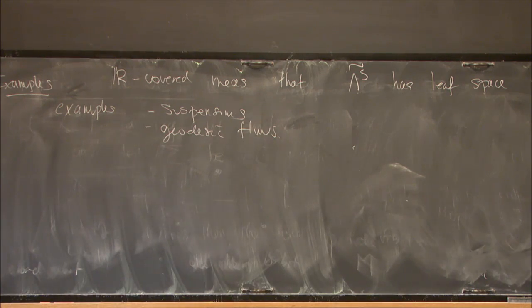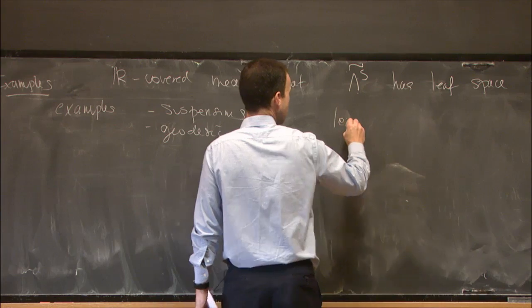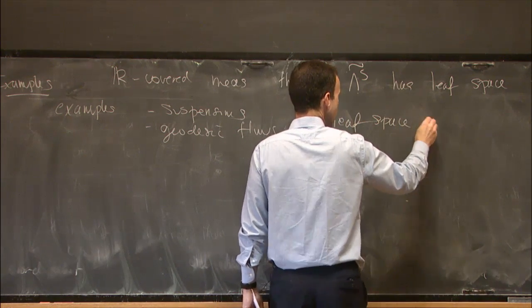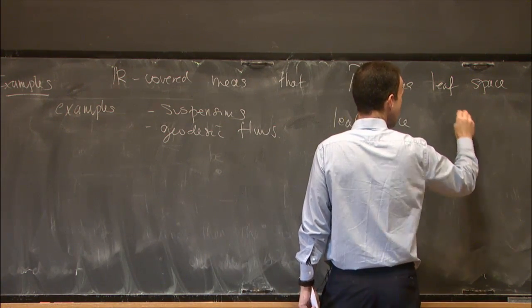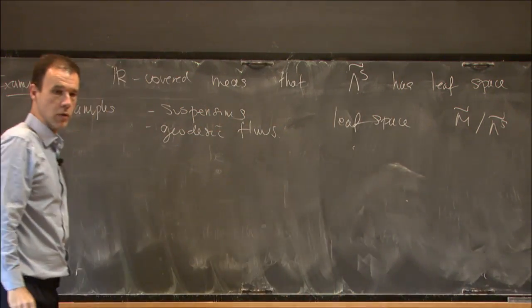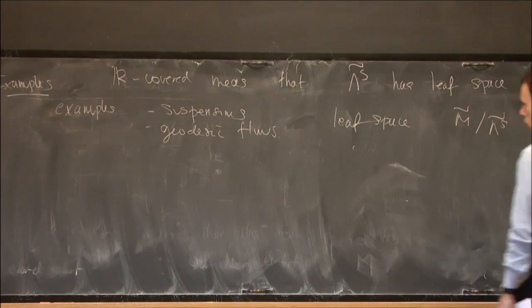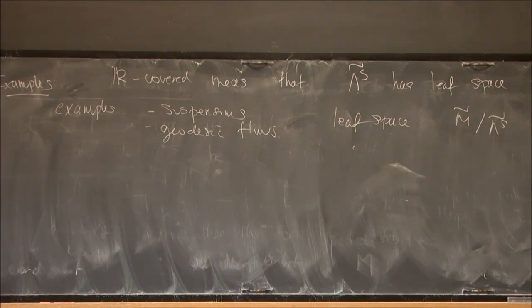What is leaf space? So the leaf space is the quotient of the universal cover by that foliation. So you take the quotient space here, where you identify any two points which are in a leaf. Okay?